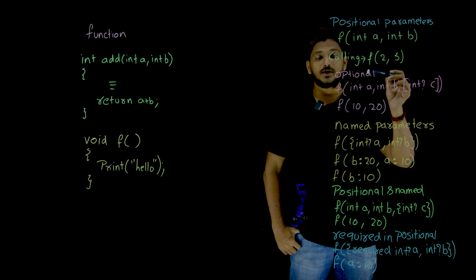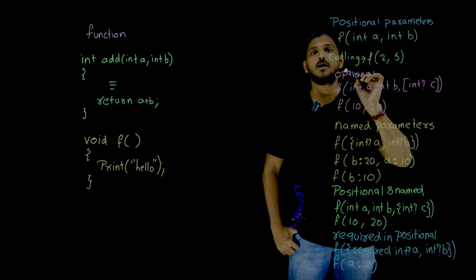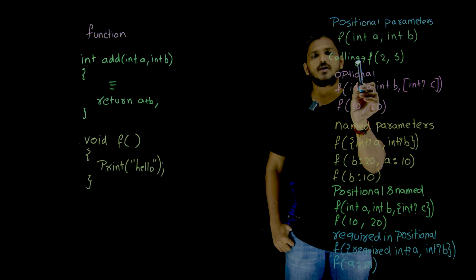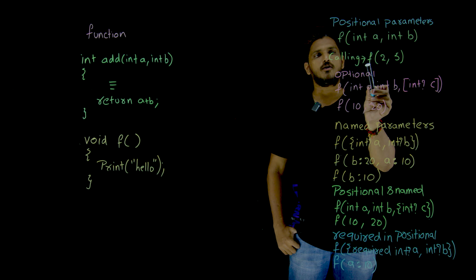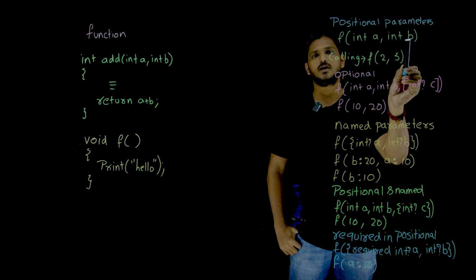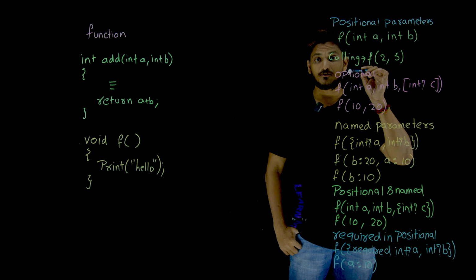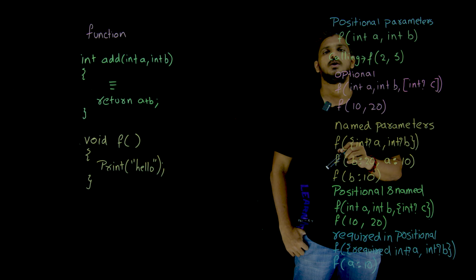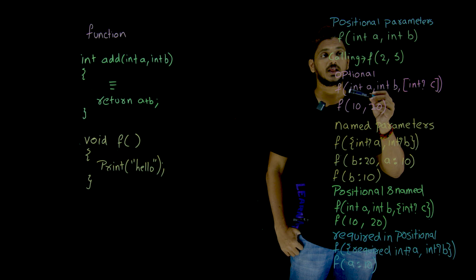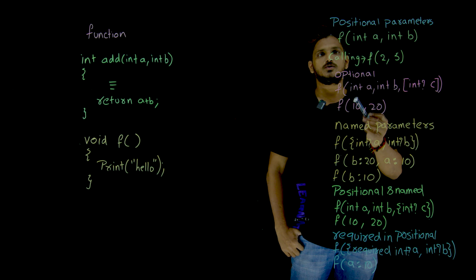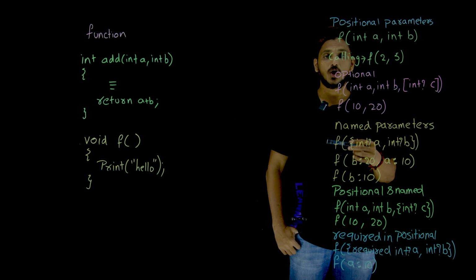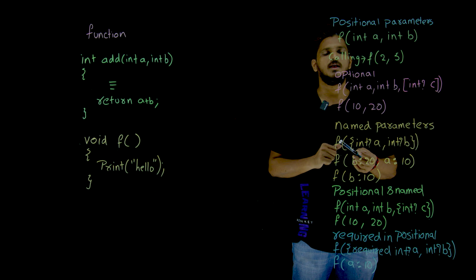The positional parameters are required parameters. What's the meaning of required parameters? When you are calling the function f(2, 5), 2 is assigned to the first one, 5 is assigned to the second one. Required parameters means you definitely have to pass the value. You should not avoid that. You should pass the value. That is what required parameters means. So positional parameters are by default required parameters. You have to pass the value during the function call.